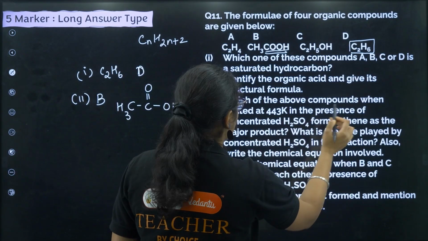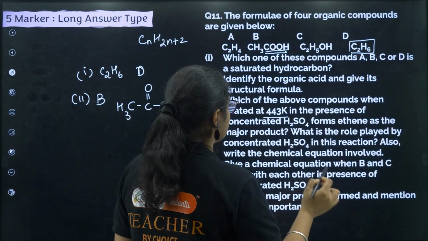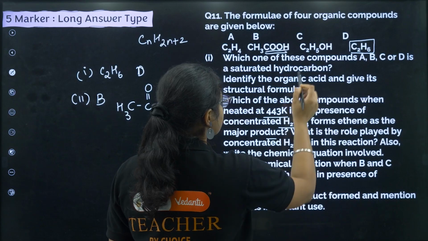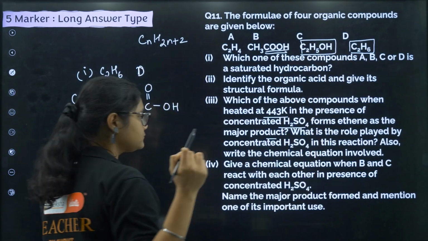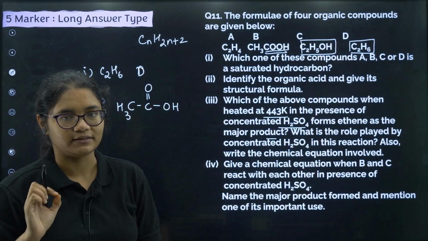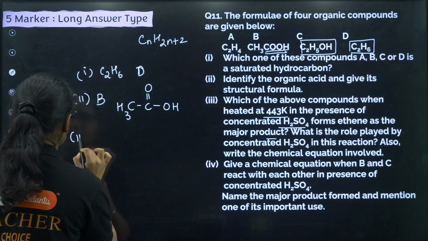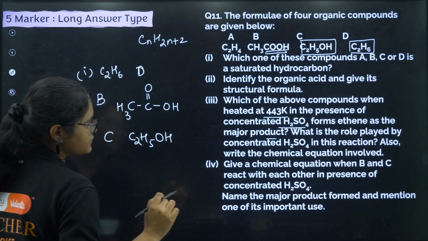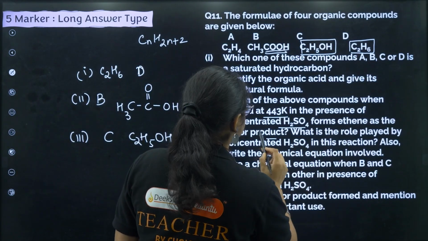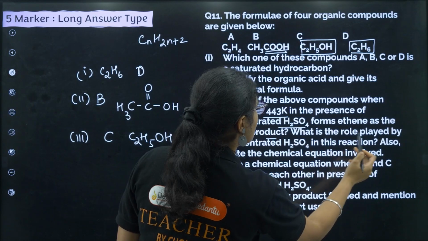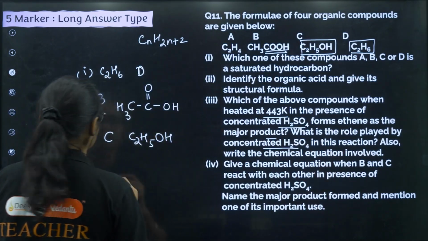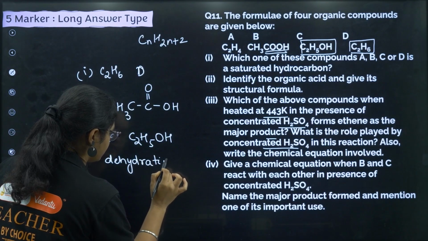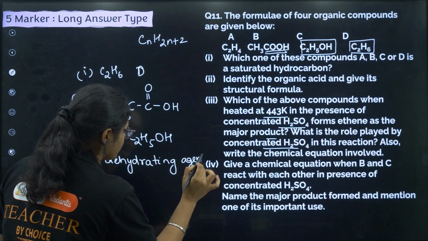Next, which of the above compounds when heated at 443 Kelvin in the presence of concentrated H2SO4 forms ethene as the major product. So you can see ethene, alcohols on dehydration will give you ethene. So I can write the third one is C, that is C2H5OH. But the question is also asking what is the role of concentrated H2SO4? So the role of concentrated H2SO4 is it acts as a dehydrating agent. It helps to remove the water molecule.